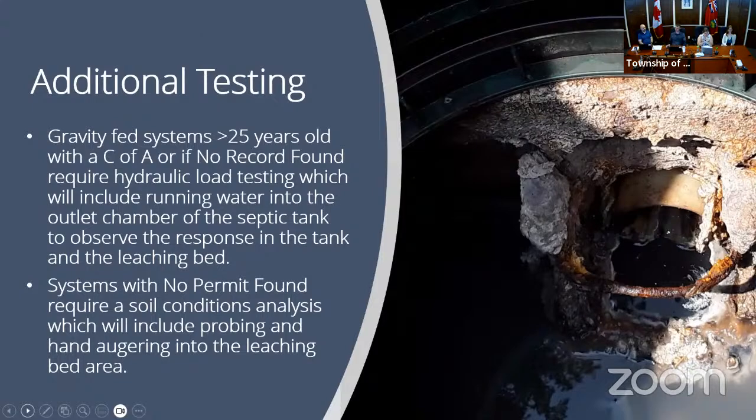And we will be calculating the volume of water that's coming through that system, and then timing it and evaluating how the system reacts both during the running water stage and in the time after. So we're looking to see, do your tank levels rise? Therefore, maybe the leaching bed is not able to disperse that amount of liquid.